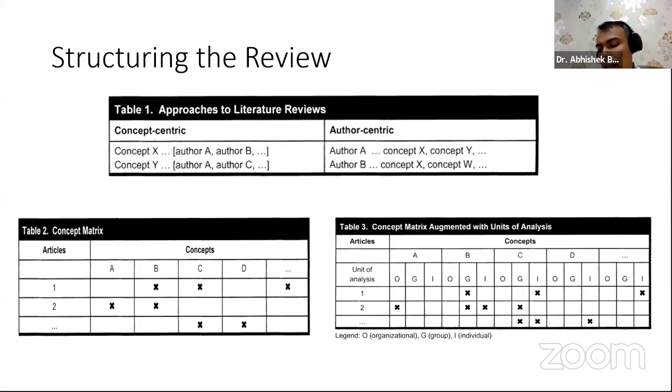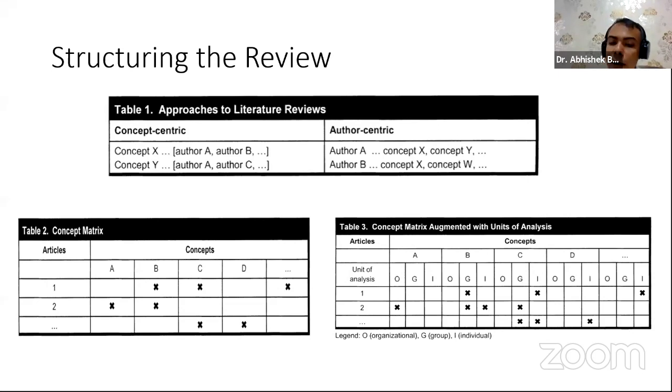or job satisfaction is leading to higher salaries, or leading to higher work commitment, and so on and so forth. So there is a unit of analysis, which is work commitment, okay, which has been mentioned. Now work commitment could have been mentioned in the case of a concept A, which is nursing, okay, and now nursing could be either organizational, it could be a group, it could be an individual.